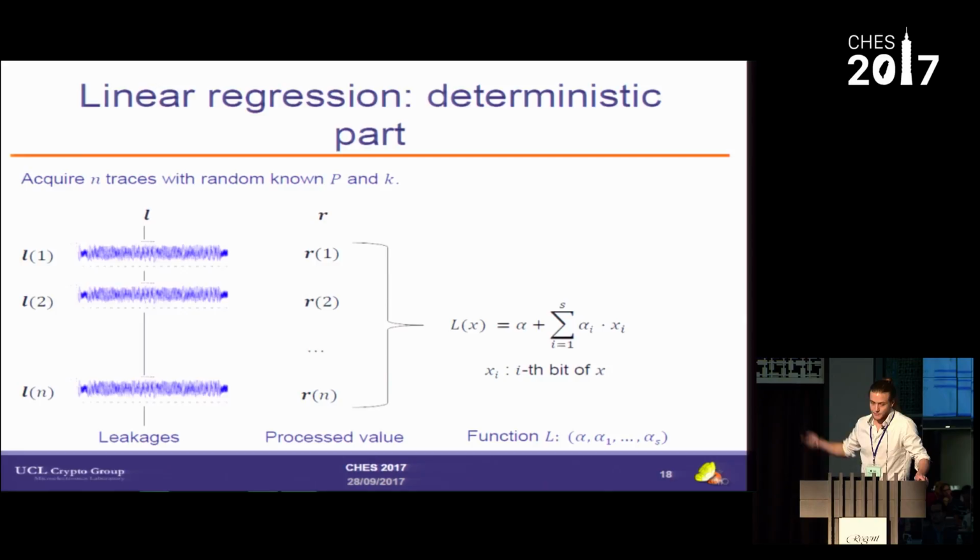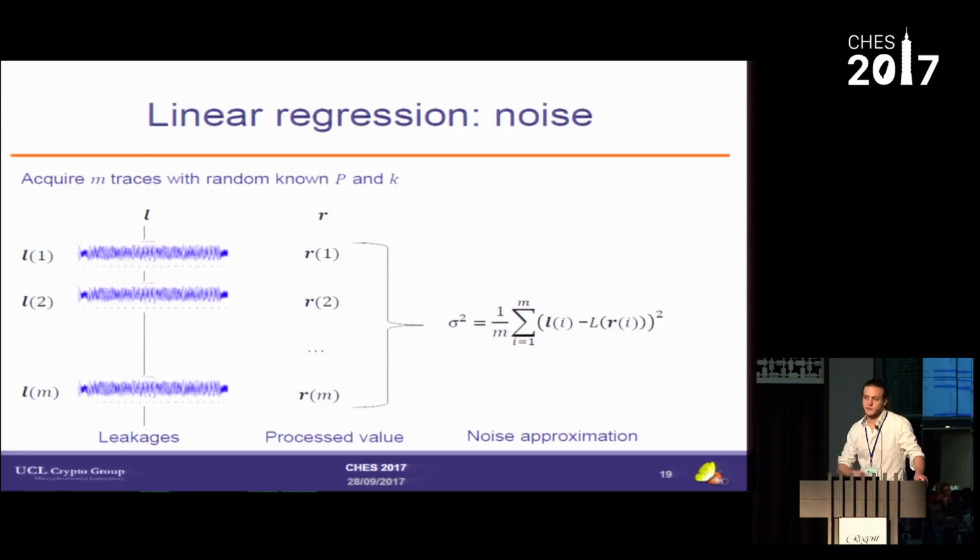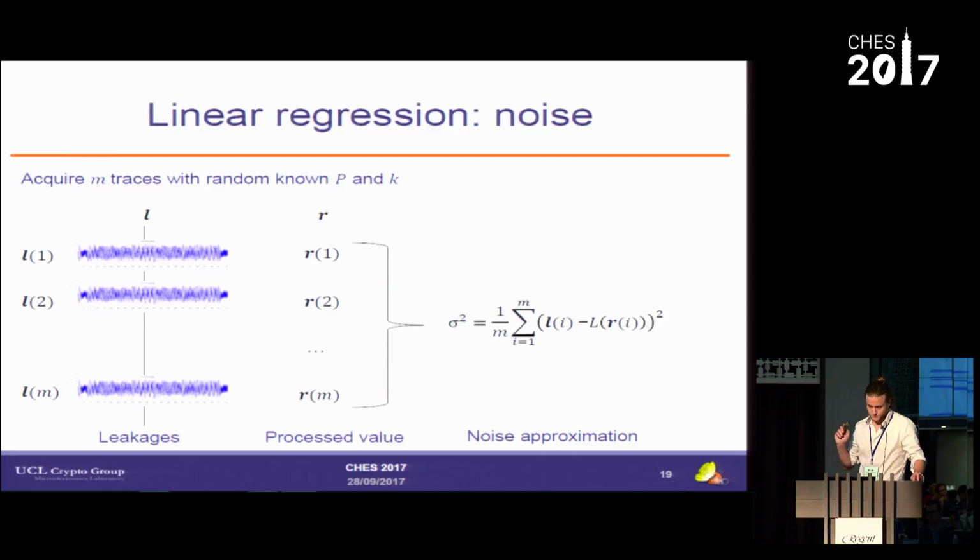Then we have to estimate the noise. We take a second set of traces to avoid overfitting. We do the same. Actually, this step is exactly the same as in template attacks. You estimate the variance of your leakage function. So now, that's how we estimate the characteristics of the leakage function.